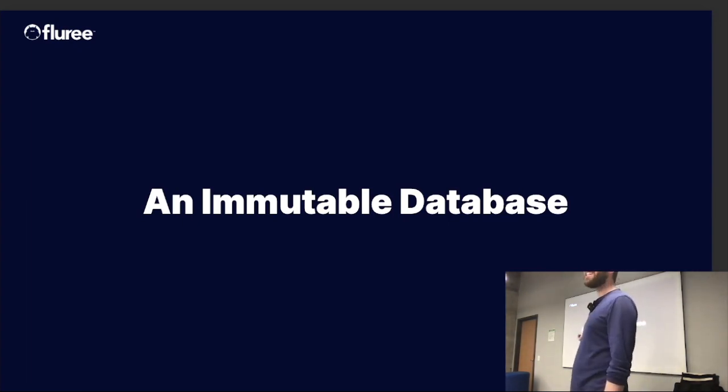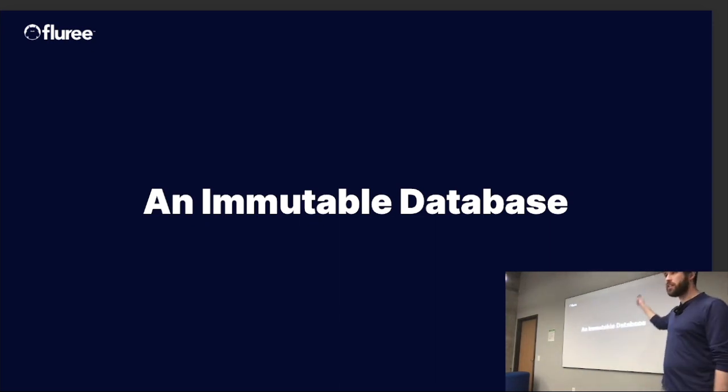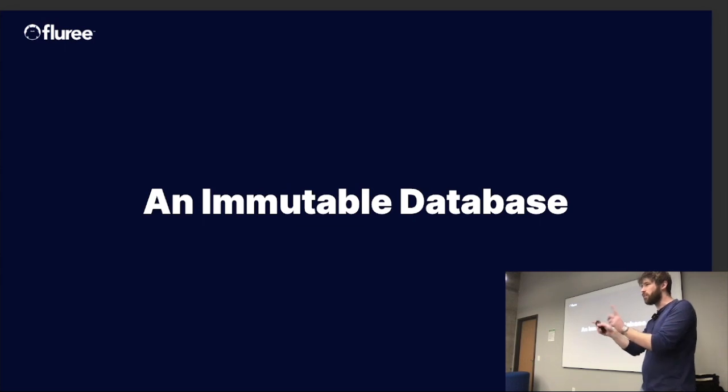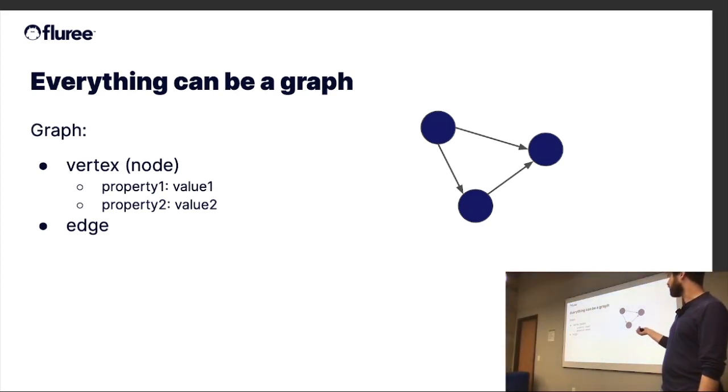I'm going to talk about a specific one because I know one in particular quite well. But the general principles here apply. I'm going to try to not get too much into Fluree specific internals. These techniques for building an immutable database would work. You could take slightly different implementation choices and get slightly different places. But I want you to understand.